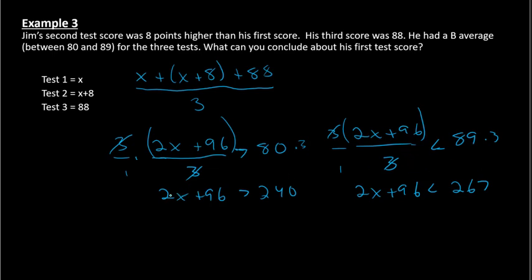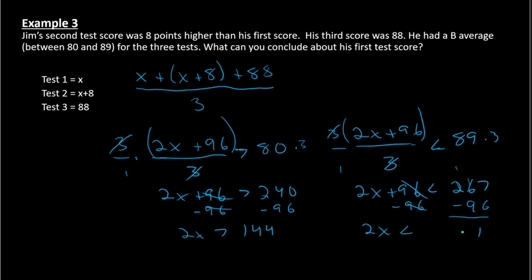All right, so from here we have 2 times x and then plus 96. Working in reverse, we can get rid of the 96 first, which is being added. We move it over by subtracting. We do that for both inequalities because it's the exact same steps. The 96's will cancel. I have 2x is greater than 240 minus 96. That's going to be 144. All right, and then the other one, the 96's cancel. I have 2x is less than 267 minus 96. We have 171.